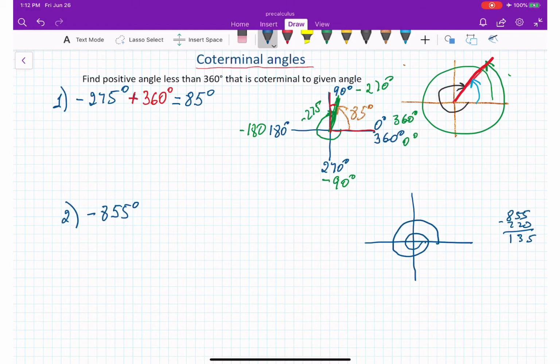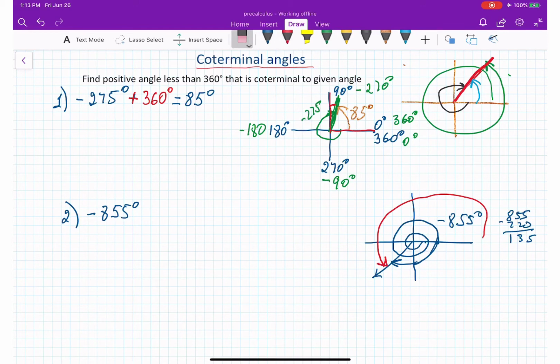So I'm going 135, which is another 90 degrees, yes, and another 45 degrees. So it's coming right in the middle. Okay, another 45 degrees. So this is negative 855 degrees. Guess how much will then be the coterminal angle, which is going to be, let's go this way, this one.